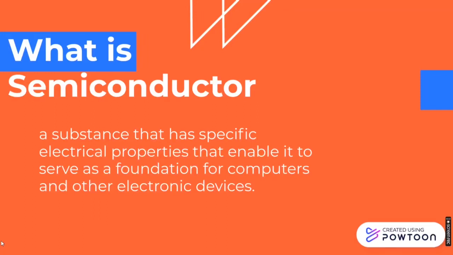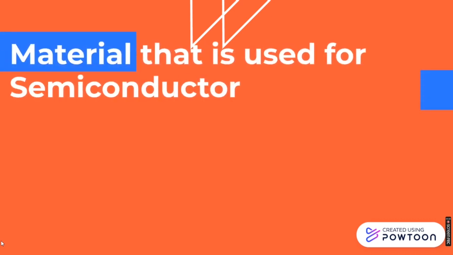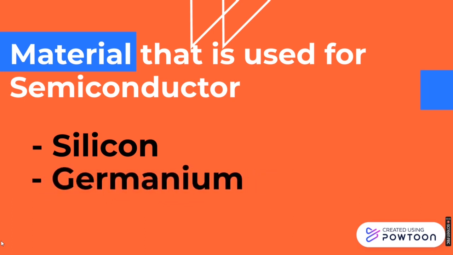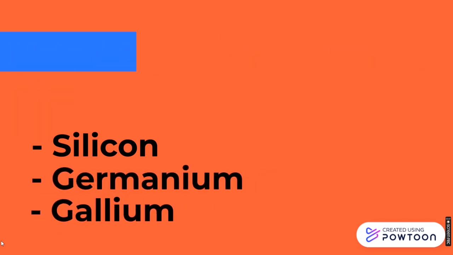and other electronic device. The semiconductor sits between a conductor and insulator. It can be a conductor when a certain amount of external voltage is applied. So here we're gonna take a look at what materials are used for semiconductors. We have silicon, germanium and gallium.